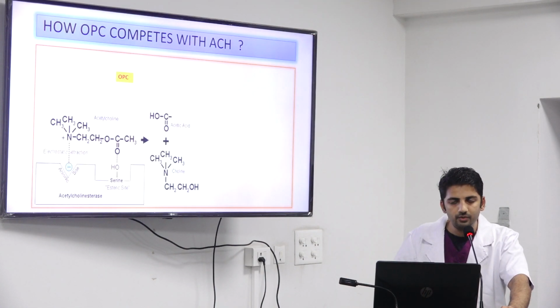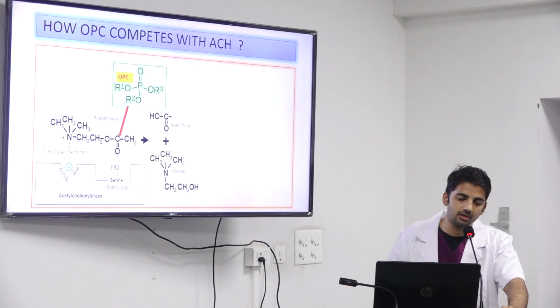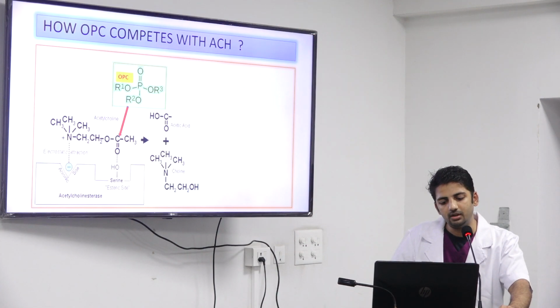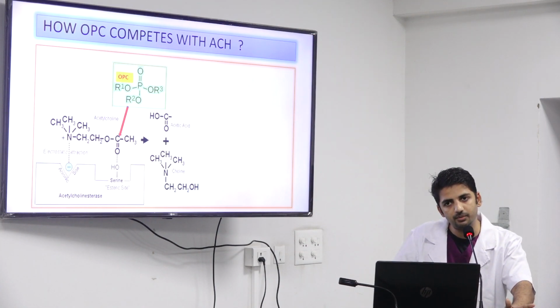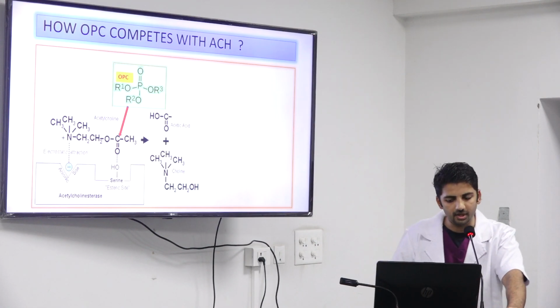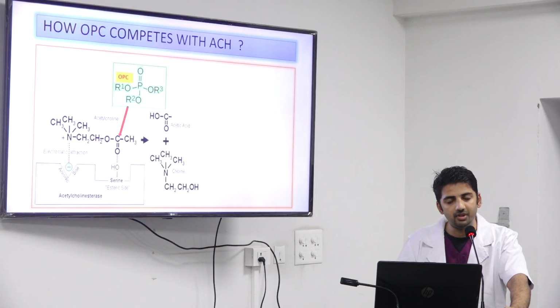So coming to the organophosphorus compound, it sits only on the esteric site of the acetylcholinesterase enzyme, competing with the acetylcholine. So there occurs competition between the organophosphorus compound and the acetylcholine for the esteric site, but the anionic site is left free. We'll see the significance of how to utilize that anionic site in managing the patient. So once it sits on the esteric site, it forms a very strong complex.